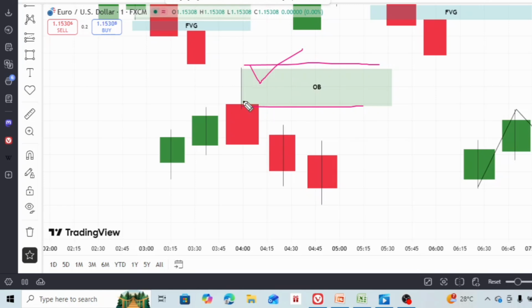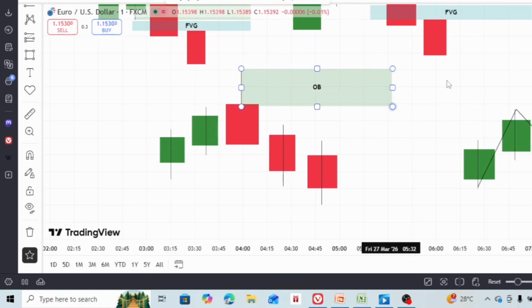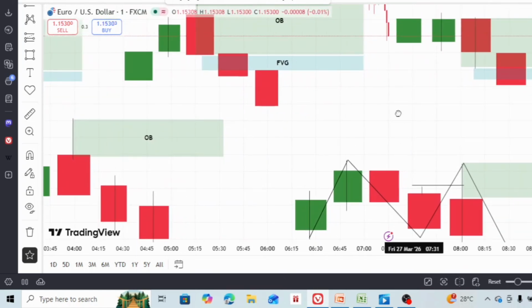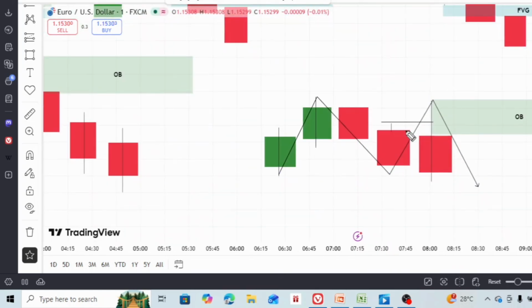Okay, but in a bearish scenario, it should be the bearish candle, and in an uptrend it should be the bullish candle, which means the candle should be in a green color. And then also if there is no gap, we don't have any gap, but then if there is a pullback, like this, then you can also take this as the order block.